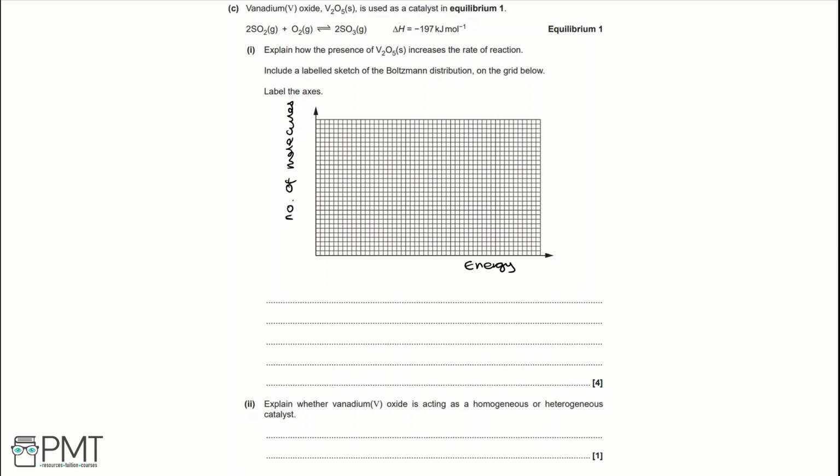Then the Boltzmann distribution, well, this looks a bit like a peak and then it levels out and sort of plateaus. And then if we were to label our activation energy without our catalyst, and then our activation energy with our catalyst. And what has happened is that our activation energy has lowered and it has shifted to the left, meaning that less energy is required. So the reason I've done this is because we're told in the question that vanadium oxide is used as a catalyst. Then we need to explain how this increases rate of reaction.